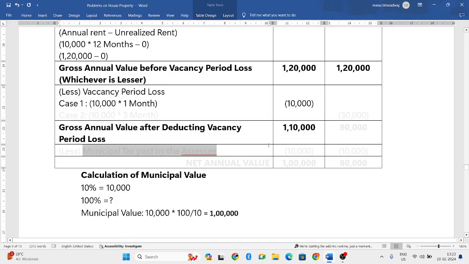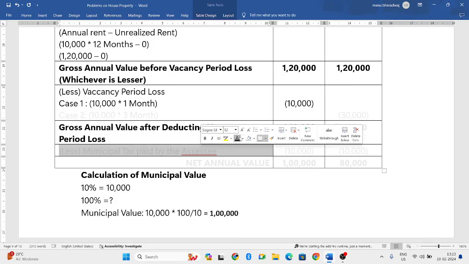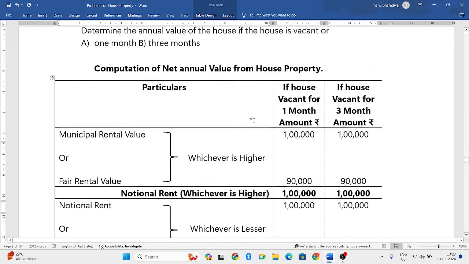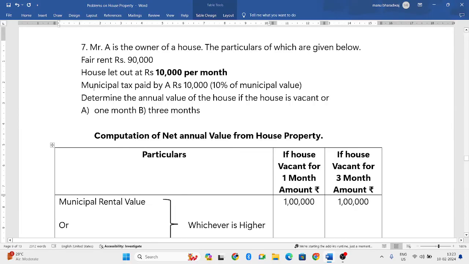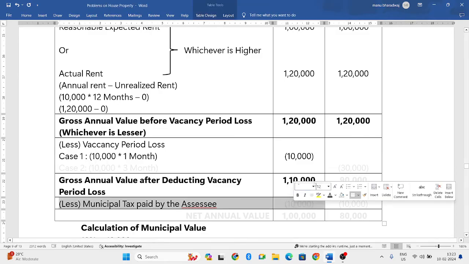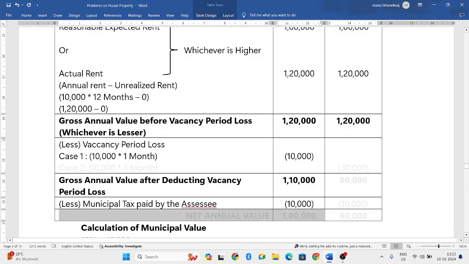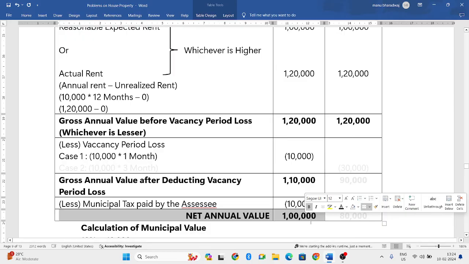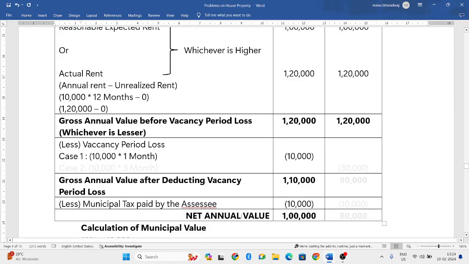From that, you have to reduce the municipal tax paid by Mr. A. In the question, they have given that municipal tax paid by Mr. A is 10,000. So he has paid the municipal tax of 10,000. That will be deducted. Next, you will get the net annual value, that is 1 lakh rupees.